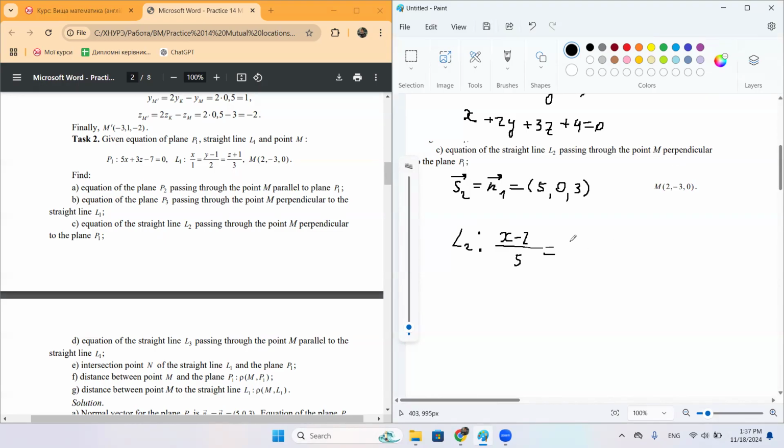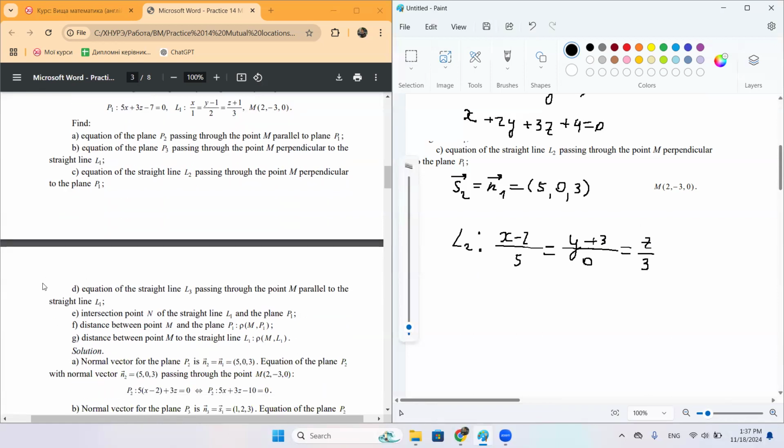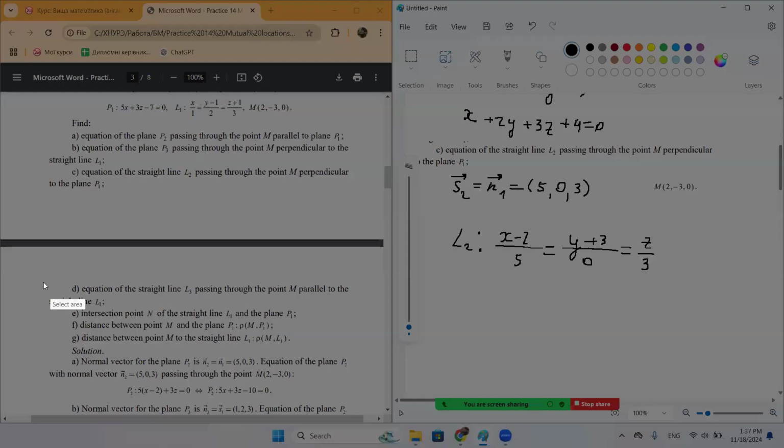So if you started, continue. Y plus 3 divided by 0. And z minus z divided by 3. Yeah, so that's correct. Okay. So now part D.